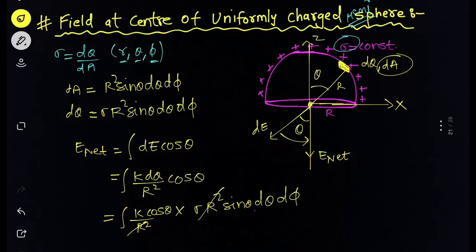So this R square will get cancelled and we'll have only k. Let's take k and sigma outside because both are constant, and here we'll have sin theta cos theta d theta, multiplied by the integration of d phi only, because we don't have any term containing phi.